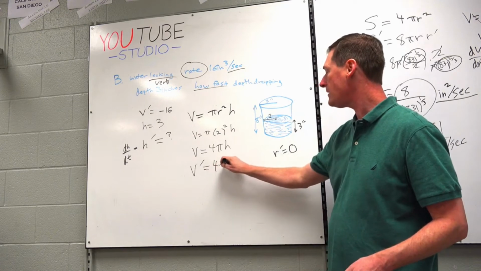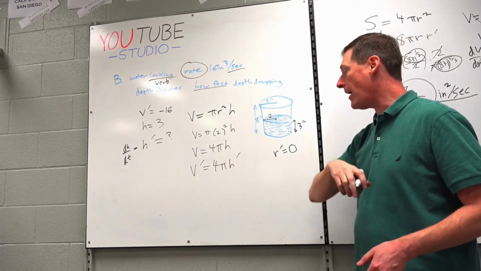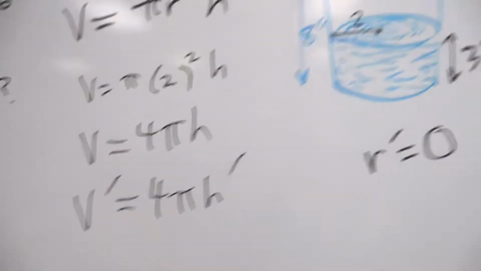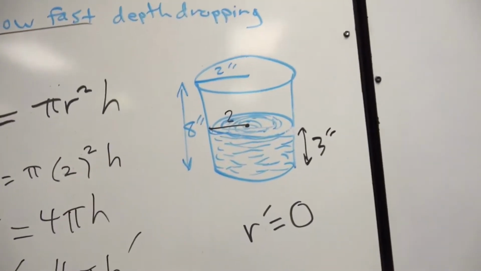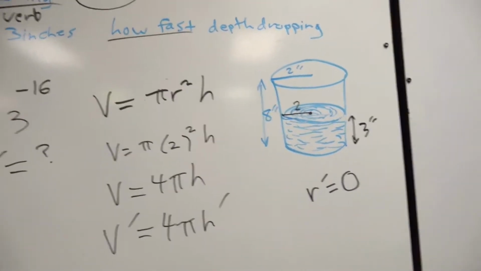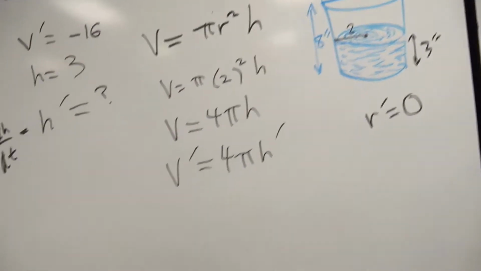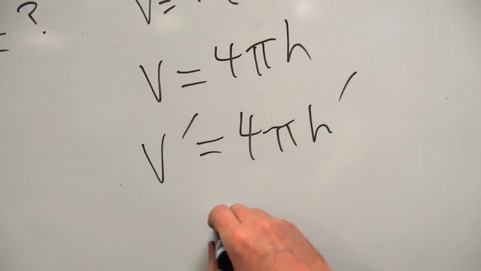4 pi stays. And the derivative of h is h prime. It's just that simple. Real life: a water tower, oil leaking out of some kind of tank, or the cylinders that are actually inside your car that make your car run. So all this real life stuff is actually pretty simple, right?